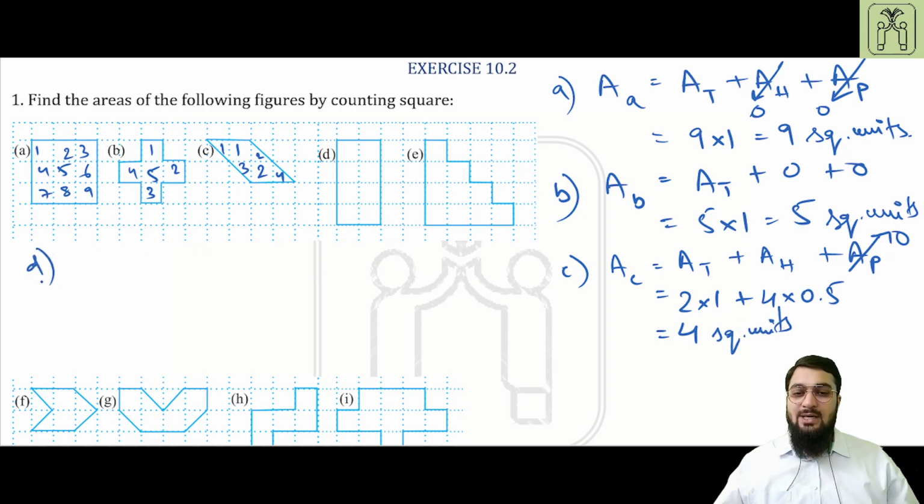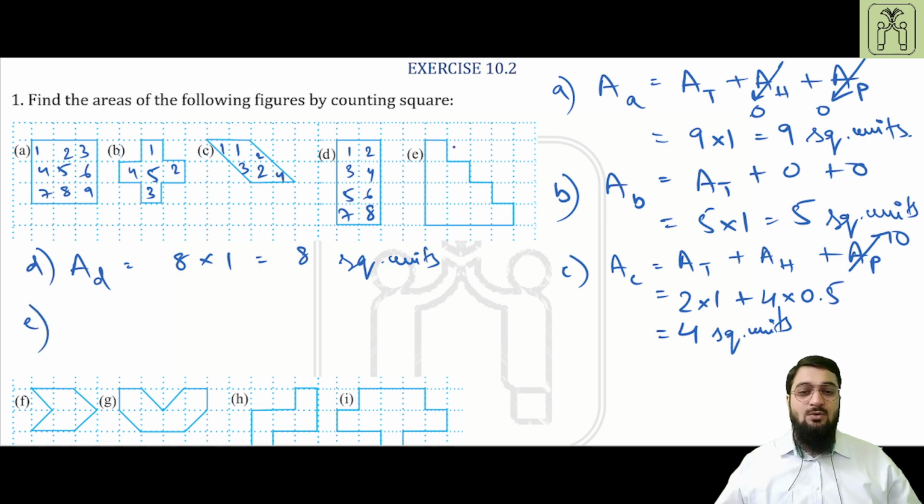Coming to part D, and that is again no half, no partials. 1, 2, 3, 4, 5, 6, 7, 8. So the area of part D will be 8 into 1, that is 8 square units. Coming to part E, again you just have to count the squares and multiply by 1: 1, 2, 3, 4, 5, 6, 7, 8, 9 and 10. So the area of part E will be 10 into 1, equal to 10 square units.